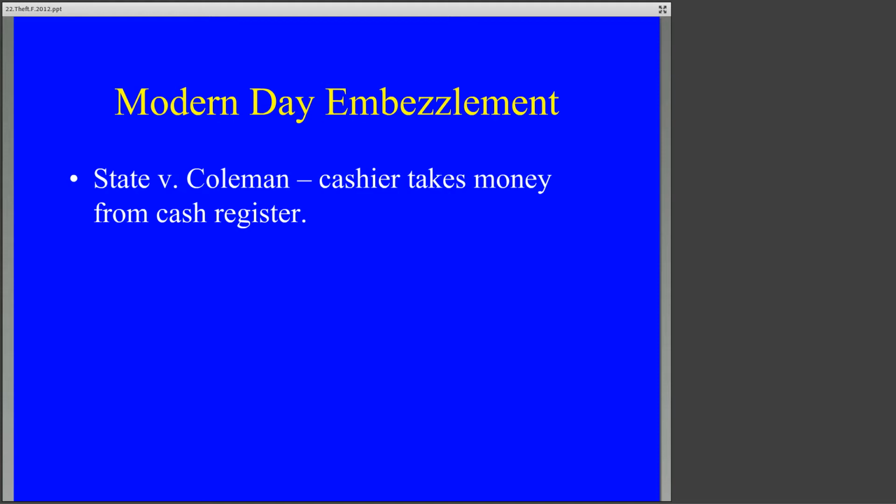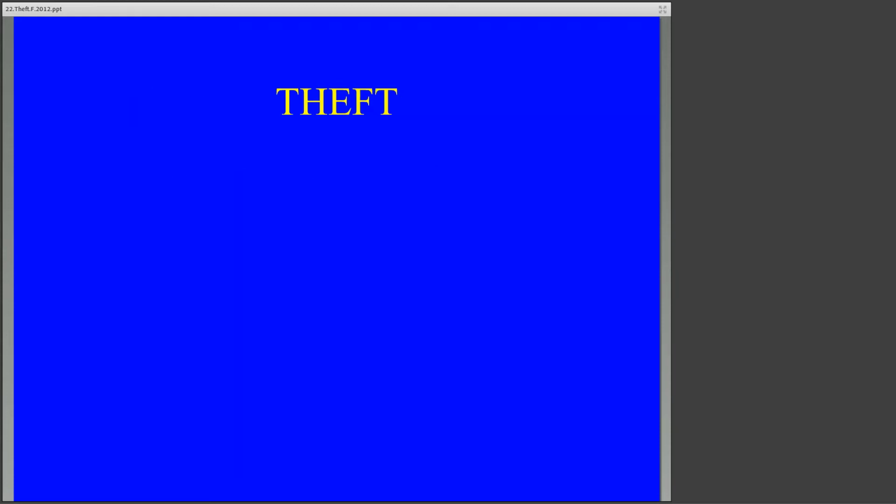The manager was suspicious, figured out a way to catch him, and this person was convicted, and the case on appeal was affirmed. This case is here to present to you, as the notes after the case point out, an example of embezzlement, where one entrusted with a thing of value misappropriates or takes that thing of value.